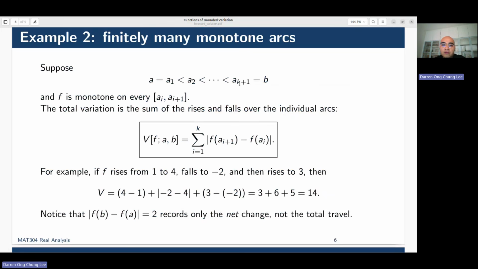So let's say a function f goes from 1 to 4, and it goes down to -2 and up to 3 again. The increase from 1 to 4 is 3. The decrease from 4 to -2 is 6. The increase from -2 to 3 is 5. So you get 3 plus 6 plus 5, which gives you a variation of 14. And again, you will get this variation no matter which partition you choose, right?